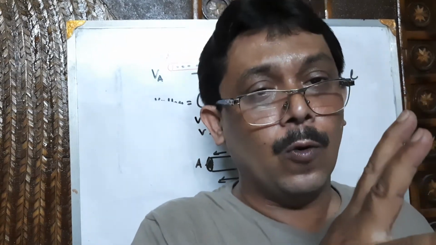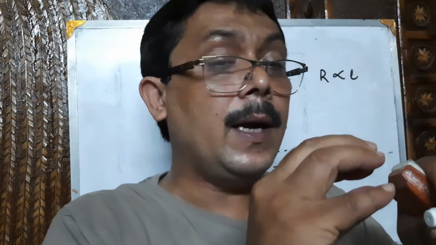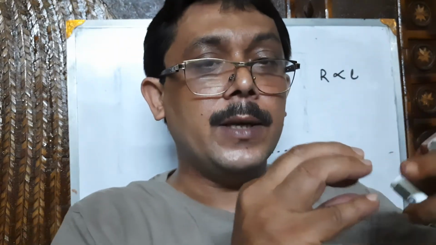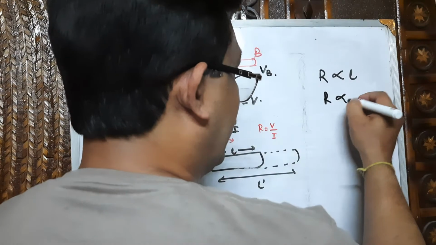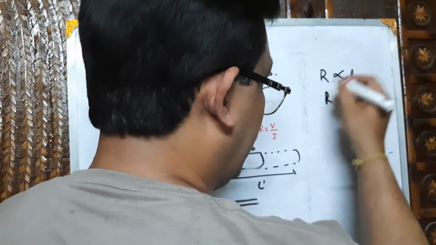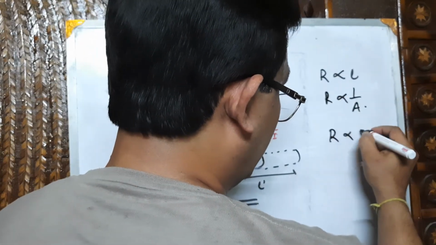That means area and resistance are inversely proportional. If you increase the area, the electrons get enough space, so resistance is low. When you decrease the area, electrons get more opposition, that means the resistance is more. So we can write that R is proportional to 1 by A. You got this in class 10 also. If we combine these two, R is proportional to L by A.